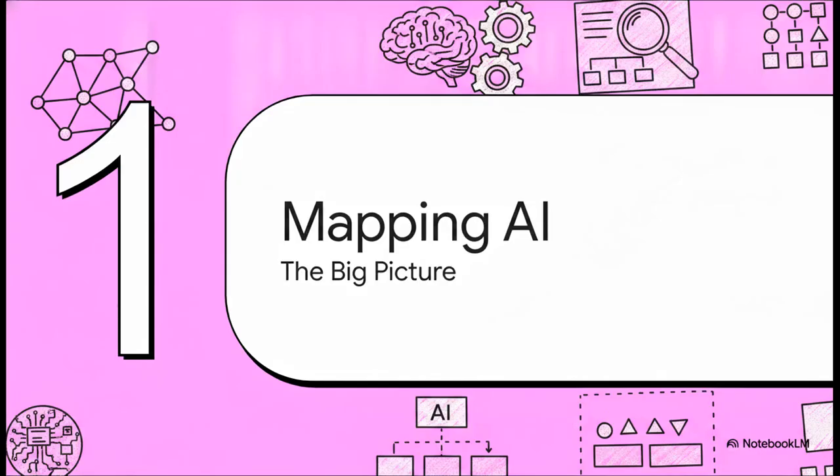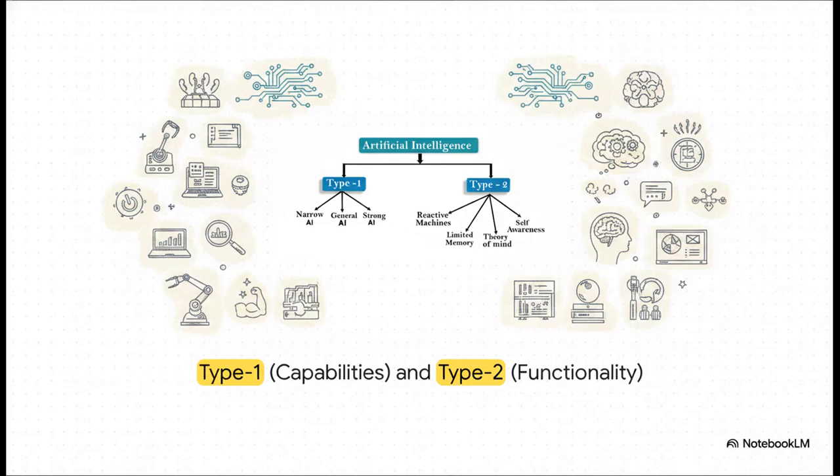All right, Section 1, Mapping Artificial Intelligence. Let's look at the big picture and set up our foundational framework. Now, what's really interesting about this setup is that artificial intelligence isn't just one giant bucket. Experts actually divide it into two distinct branches. On the first branch, we have Type 1, which classifies AI based entirely on its capabilities, essentially what it has the raw power to actually do.